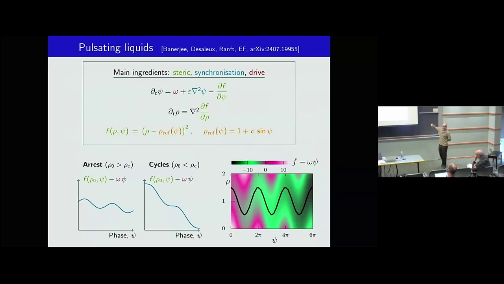And hopefully at this stage, I've tried to convince you that this is exactly the physics we want to capture, which tells you that when you have a wave which will increase the phase, it will come with oscillations of the density. So waves of phase will come with waves of density. This is what we want to capture here.